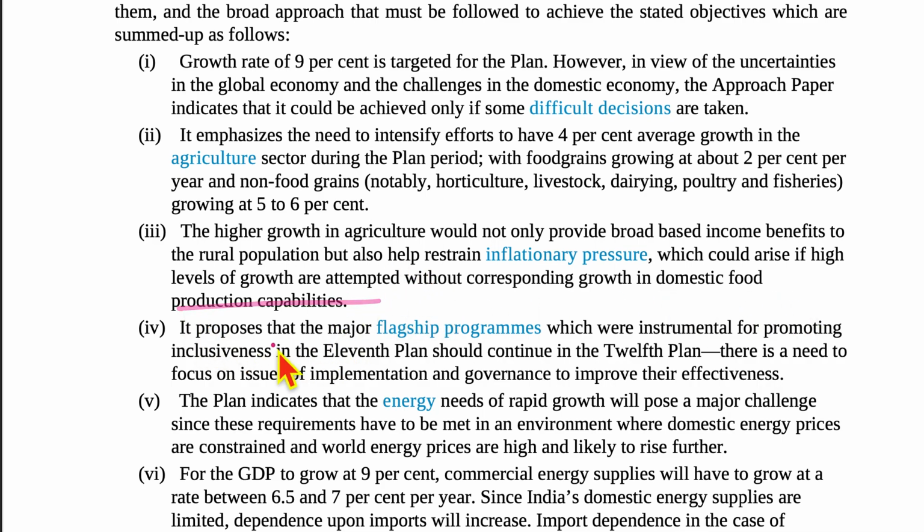It proposes that major flagship programs which were instrumental for promoting inclusiveness in the 11th plan should continue till the 12th plan. There is a need to focus on issues of implementation and governance to improve their effectiveness. The plan indicated that the energy needs of rapid growth will pose a major challenge, since these requirements have to be met in an environment where domestic energy prices are constrained and world energy prices are highly unlikely to rise further.